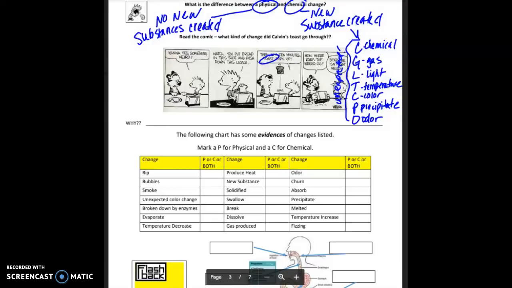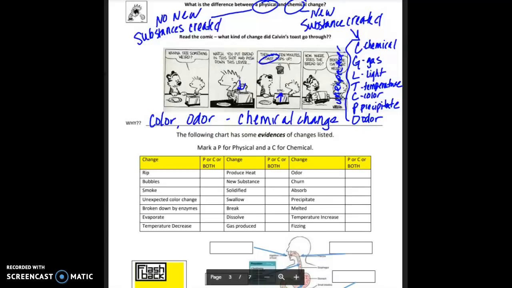Well, obviously, the bread went in. When it came out, it was a different color, so we had a color change. If any of you have ever toasted bread, you know that there's also an odor. You can smell that bread being toasted. And those two are unexpected. You wouldn't expect to put something in a metal box and all of a sudden have it change colors and smell that way. So that's going to be unexpected changes, which is going to lead us to a chemical change.